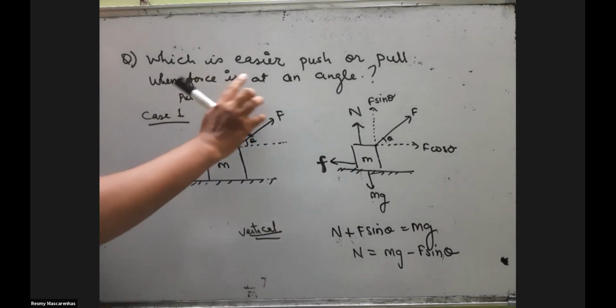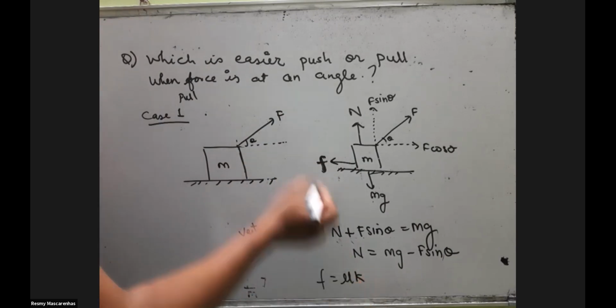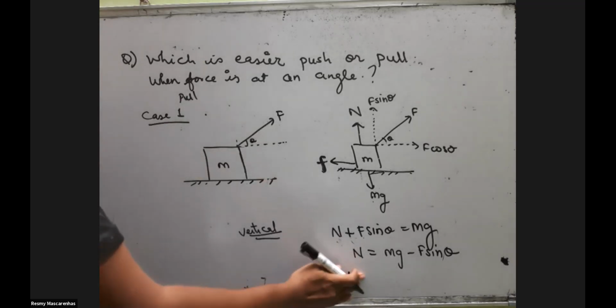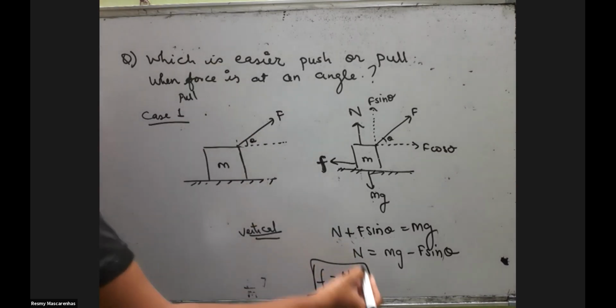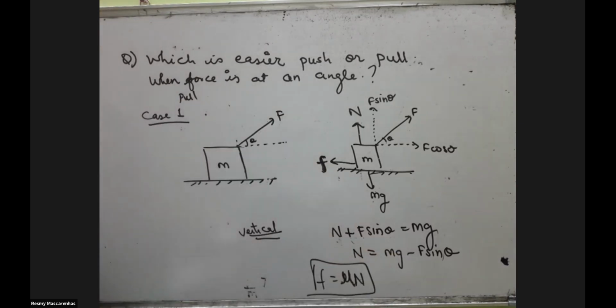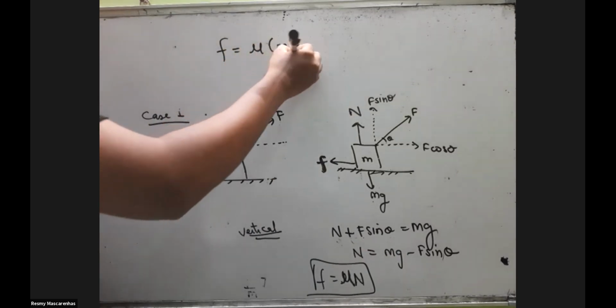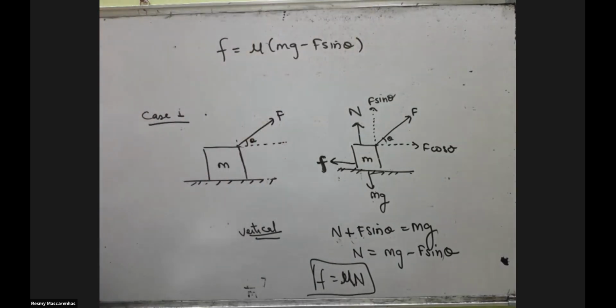Now we'll check what is the friction for this particular case. What is the formula for friction? Mu into N. Basically, I want to know in which case there is more friction, whether in push or in pull. This is the frictional force formula, mu into N. So just substitute it here. N value what we got? f is equal to mu into mg minus F sin theta. So I calculated friction for the pull. Just keep it this much only.